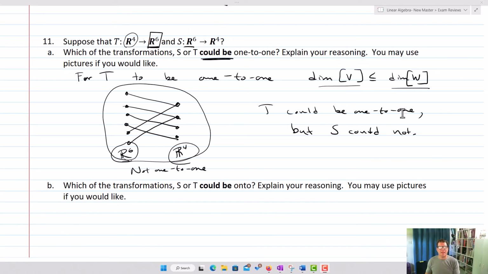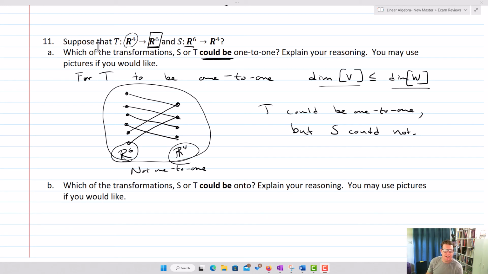Let's now look at part B. So we're going to suppose that T goes from R4 to R6 and S goes from R6 to R4. And the question now is which of the transformations S or T could be onto. Then we'll explain our reasoning, and we could use some pictures if we'd like. I'm going to first get the conceptual reason as to why we have the answer that we have, and then I'm going to do a proof using the general rank-nullity theorem.